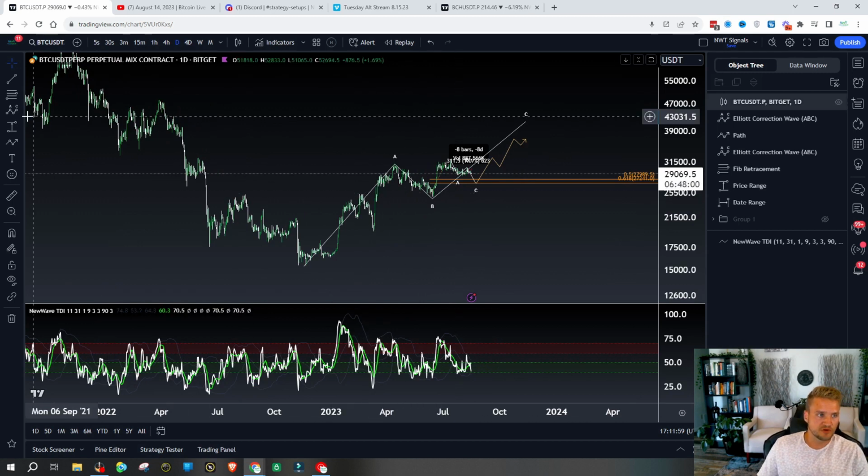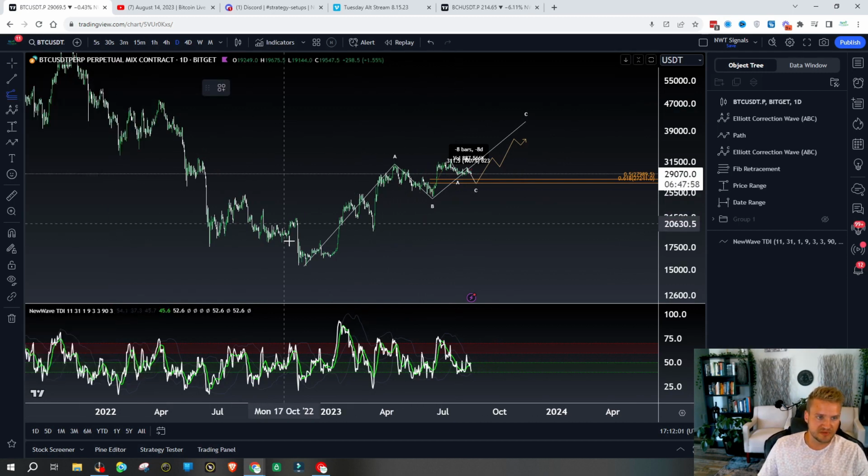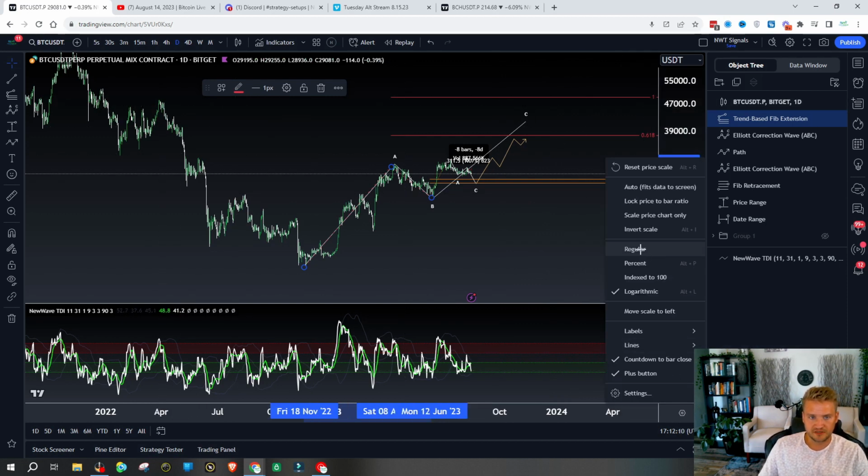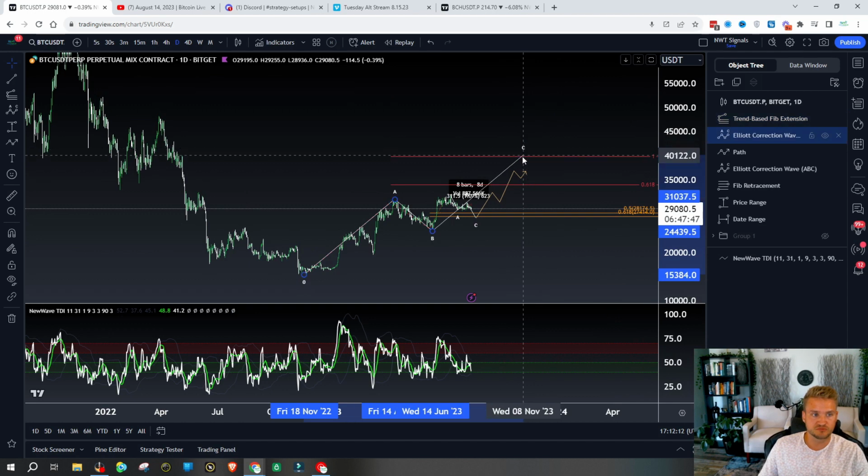So far, my one-to-one extension for my A wave and my C wave, though, on log scale puts me at the top of the range at about 47, 48K. And on linear scale, which is regular scale here, it comes perfectly into that 40K mark right there. So that's the difference between log and linear scale. So I'm going to go for the more conservative target first at 39.5 to 40K here for this C wave as the one-to-one.